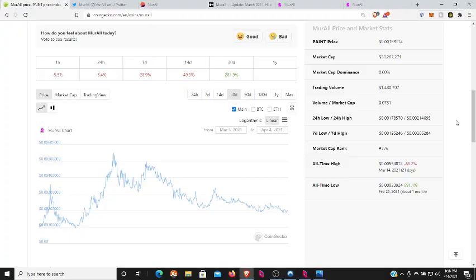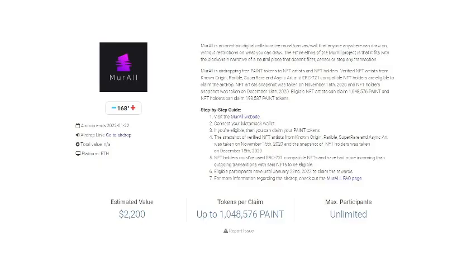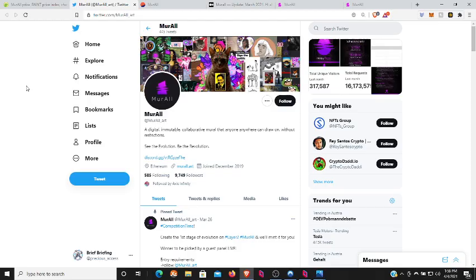Looking at the 30-day moving average, it has been doing good despite the airdrop. Eligible participants have until January 22nd, 2022 to claim rewards. Murall has airdropped free paint tokens to NFT artists and NFT holders worth around $22,000. They have a decent following and are also followed by Axie Infinity.